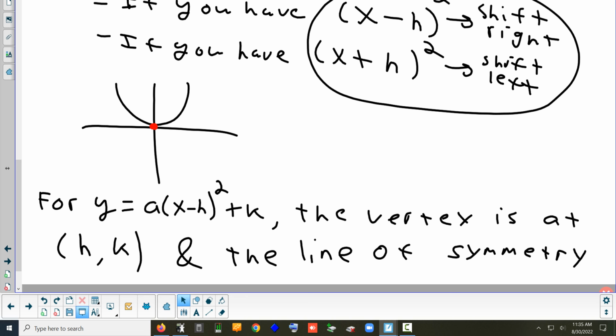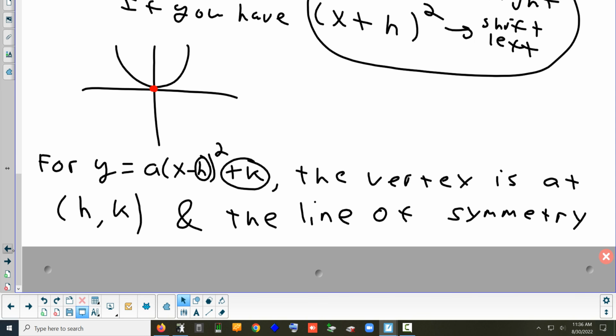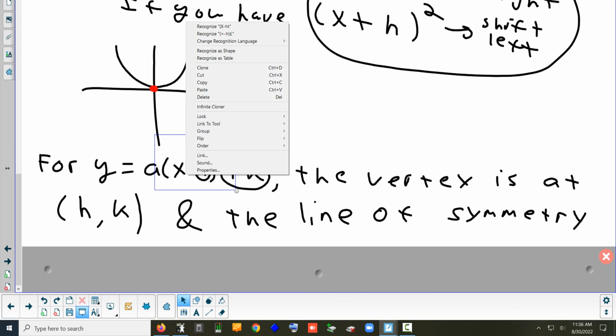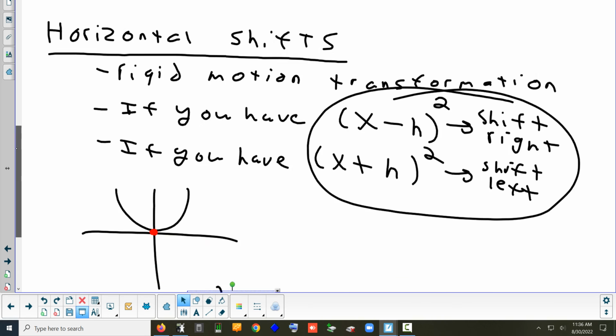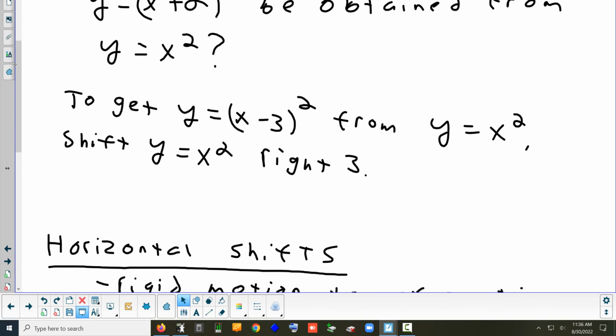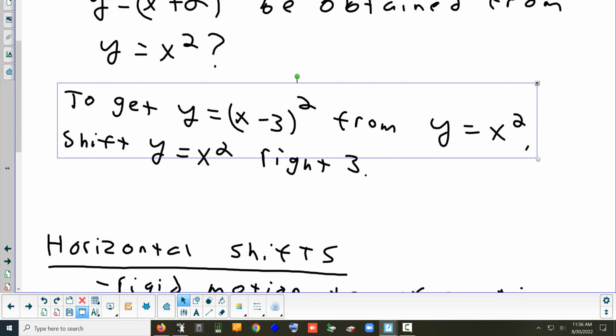So to figure out where you've shifted to, as long as you know this value right here and that value right there, that's all that affects the location of the vertex. The H and the K. Now, notice how this is written. X minus, and it's the number after the minus sign. In this problem, my H value is 3. It's a 3.